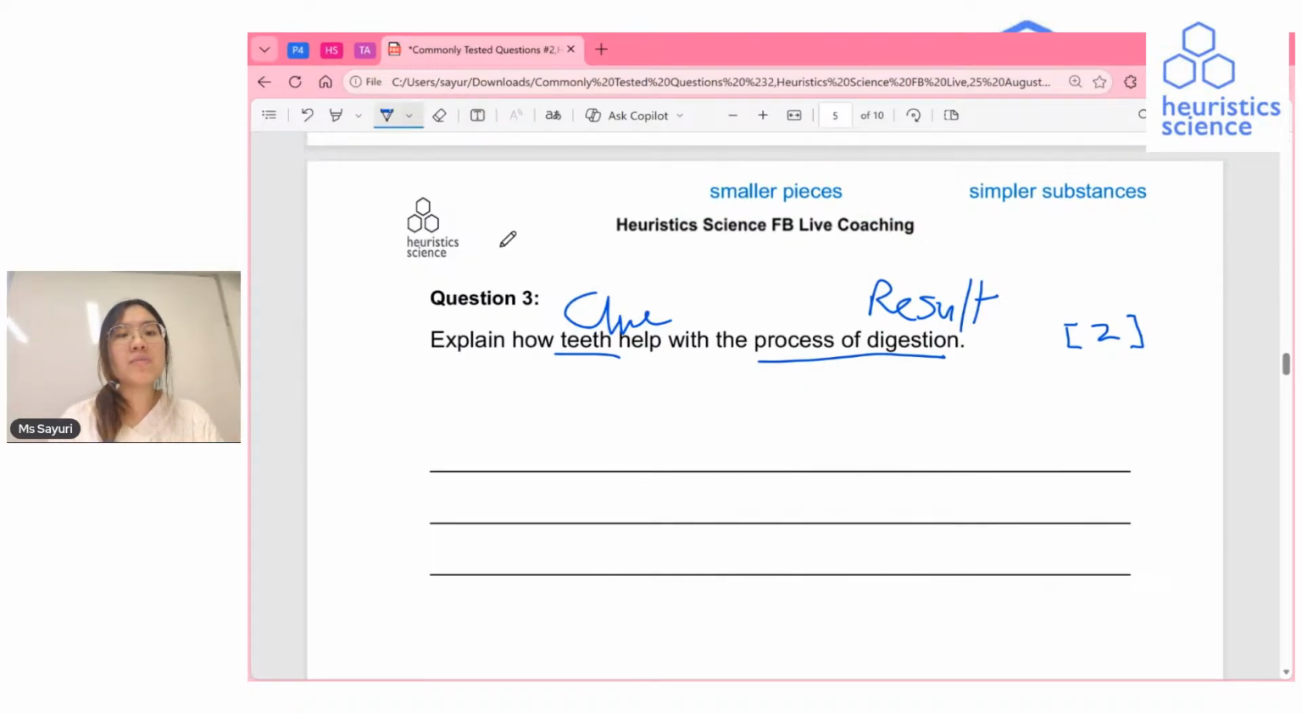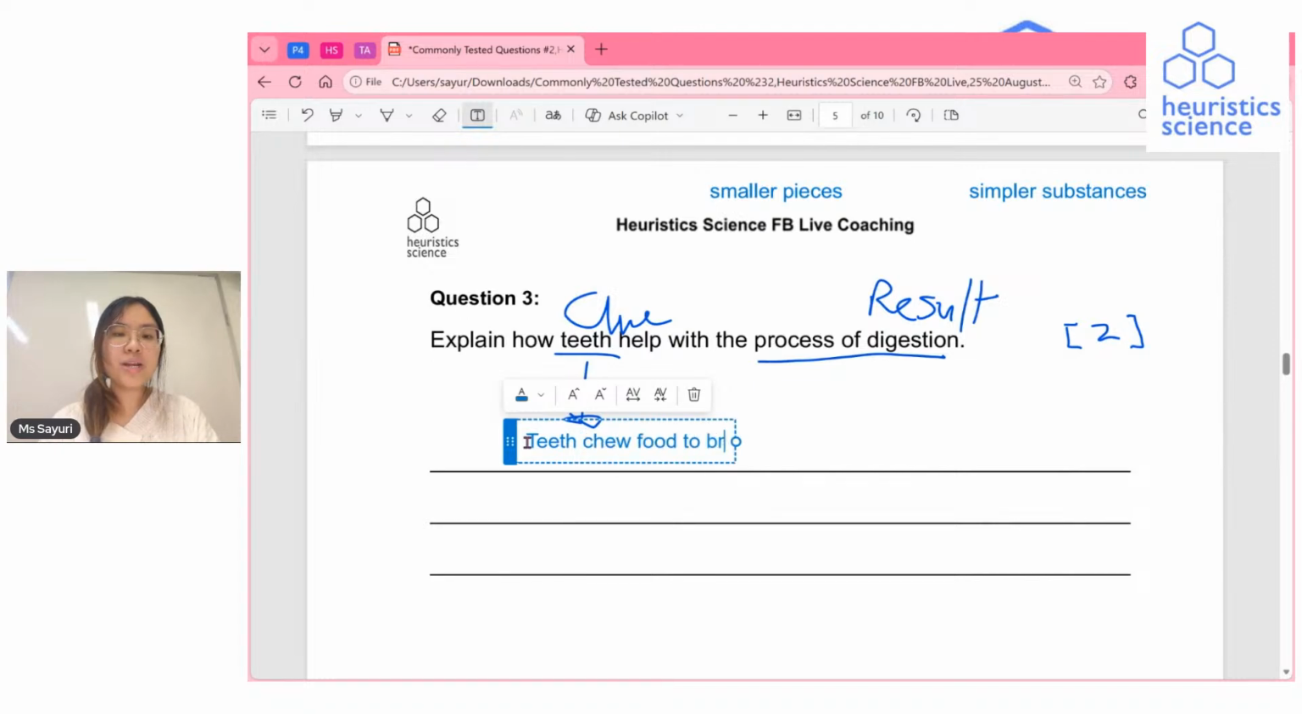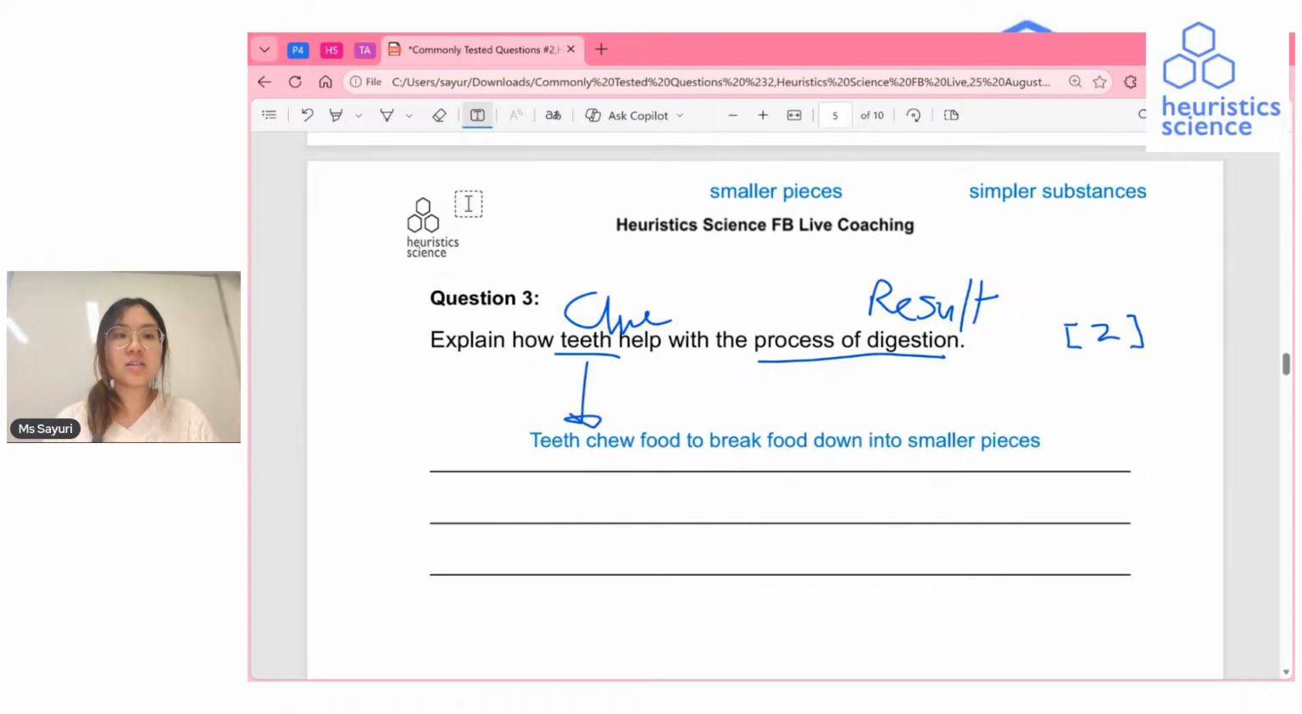So over here, my first part of the answer, you want to say that the teeth break, sorry, you can say chew food to break food down into smaller pieces. Okay, that's the first answer. Now, why must it be smaller pieces? Why not just swallow an entire apple whole?